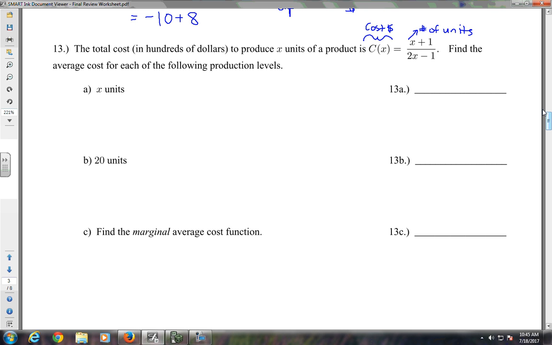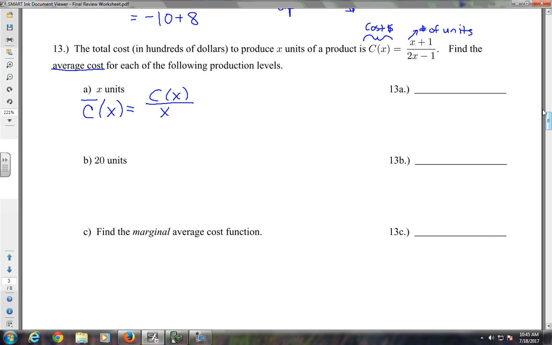Find the average cost for each of the following production levels. All right, so we're looking at average cost. Now, average cost we denote as C bar. So if I'm looking for an unknown number of units, X, this is going to turn out to be a function of X. So I'm going to take the total cost and divide by number of units. That's very easy to remember.